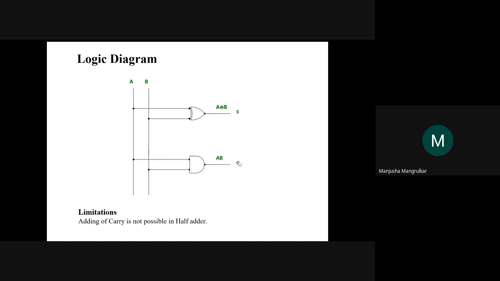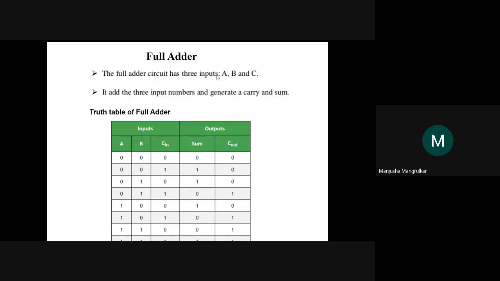Now, what are the limitations of the half adder? Adding a carry is not possible in a half adder. This is a limitation of the half adder. So now we'll go for the full adder circuit. In a full adder circuit, there are three input signals: A, B, and C. It adds the three input numbers and generates the carry and sum.